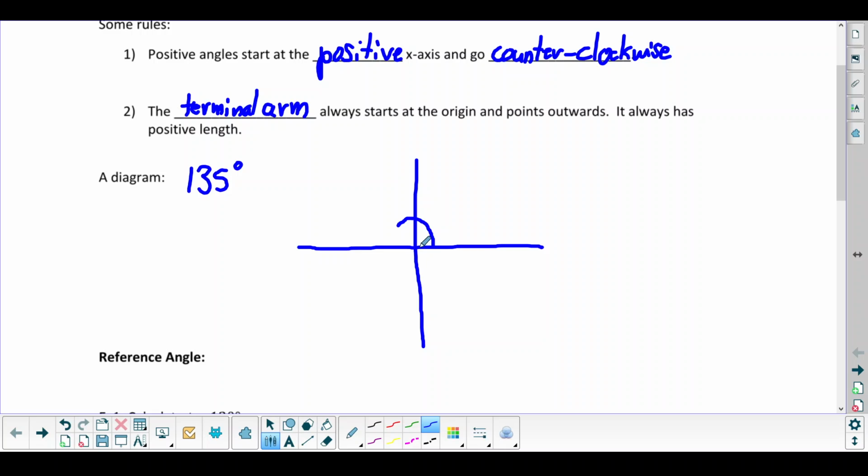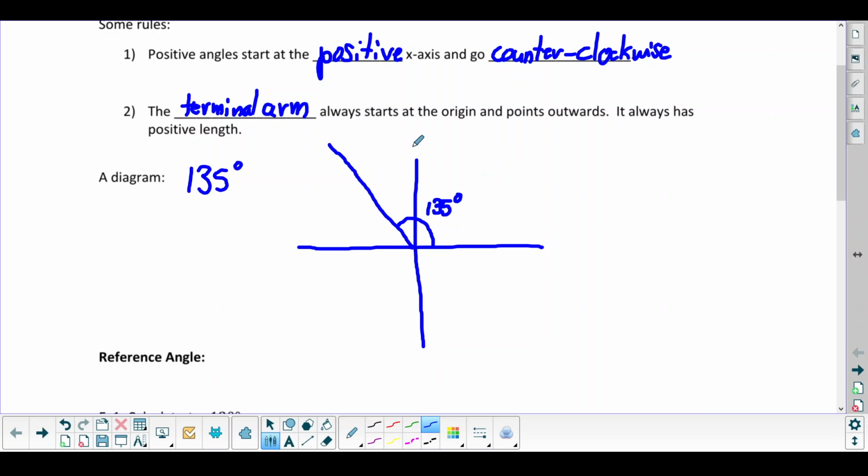So this is 135 degrees, and then to represent that angle, we're going to draw a line, and that line is the terminal arm. So we start at the origin, and we draw it at that angle, a nice straight line as best we can. I'm going to draw it pretty big, because we're going to put some more labels on here in a minute. So that's 135 degrees, and that is us representing an angle on the Cartesian plane.